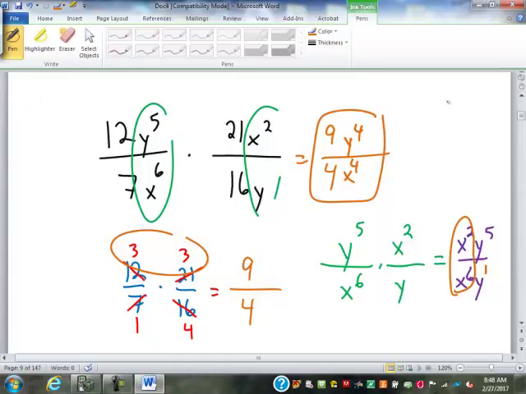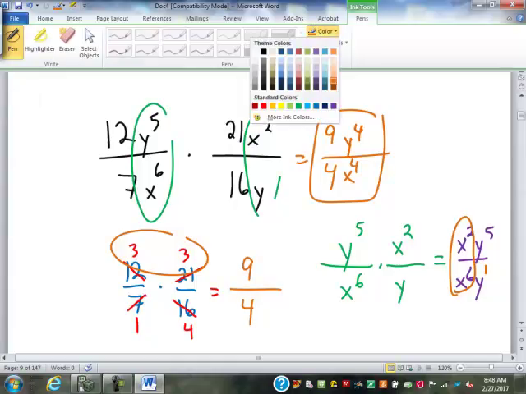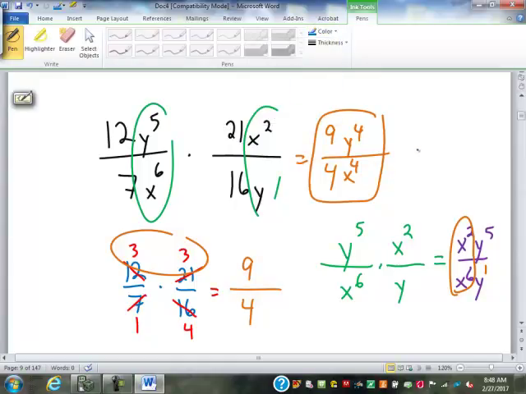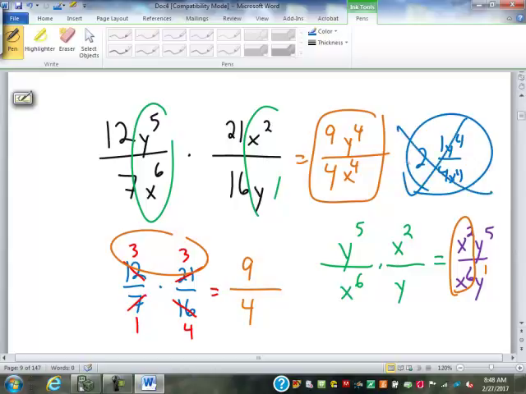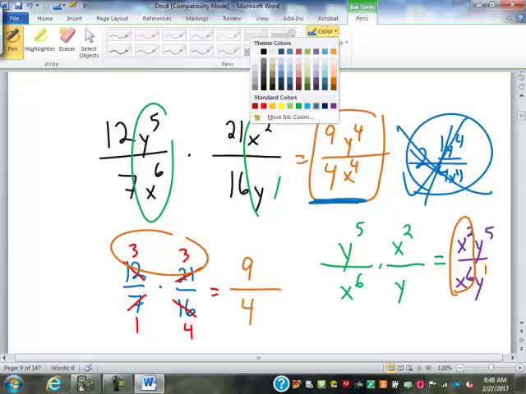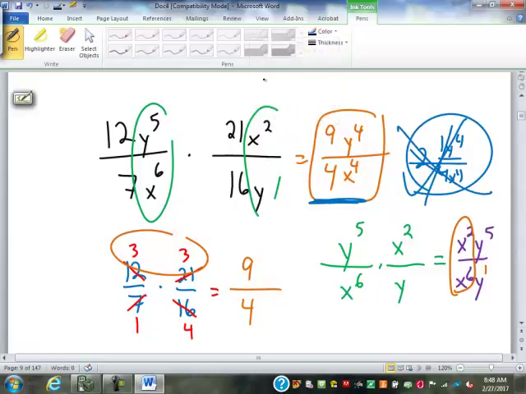A lot of people are tempted to look at that and split it into 2 and 1y to the 4th over 4x to the 4th. Remember, we cannot do that. When we have algebraic fractions, we can never turn them into that appearance of a mixed number because we don't know the value of those variables. This may not be an improper fraction. X might be 7 and y might be 2, and the numerator would be smaller than the denominator. So we don't know, so we cannot split that into an improper fraction.